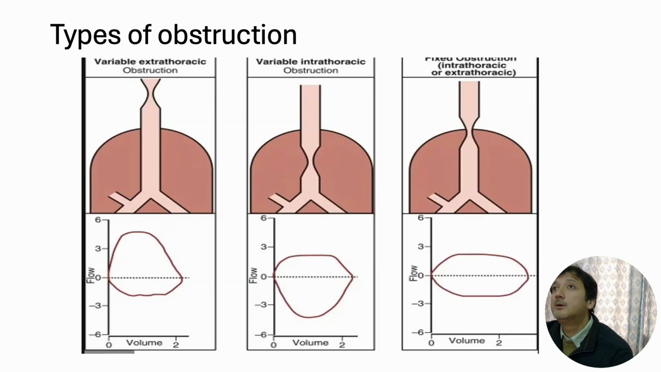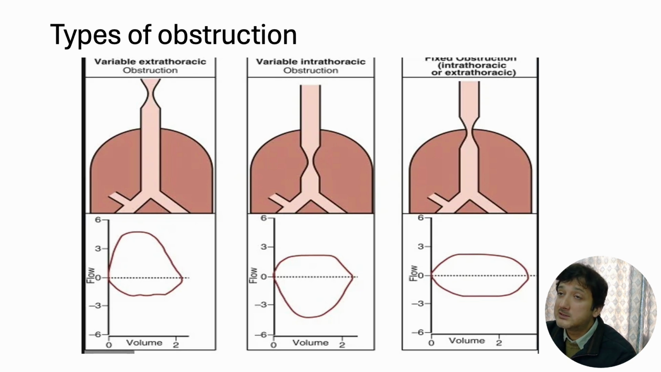Another thing we can see in spirometry is the types of obstruction. There can be three types of obstruction. One is fixed obstruction, as you can see here. The others are variable obstruction, which can be intrathoracic or extrathoracic. Let's see the fixed obstruction. In fixed obstruction, the same amount of obstruction will be present in both inspiration and expiration. So you can see the curve here. But if there is an intrathoracic obstruction, like an intrathoracic tracheal mass, what will be there?